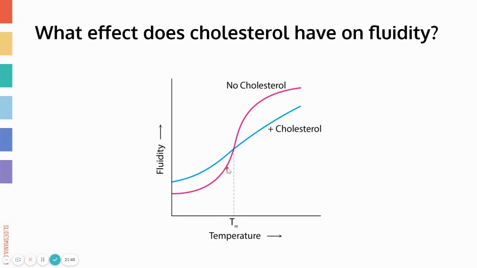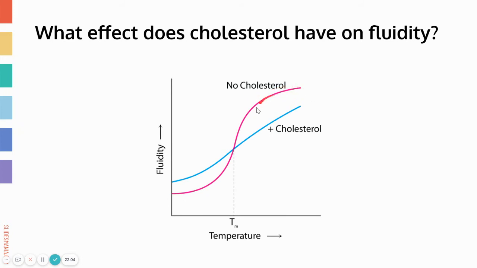And so when the temperature is low, cholesterol is going to have the effect of increasing membrane fluidity. So acting more like an unsaturated tail, and sort of forcing the phospholipid molecules to spread out a little bit more and increase the fluidity.